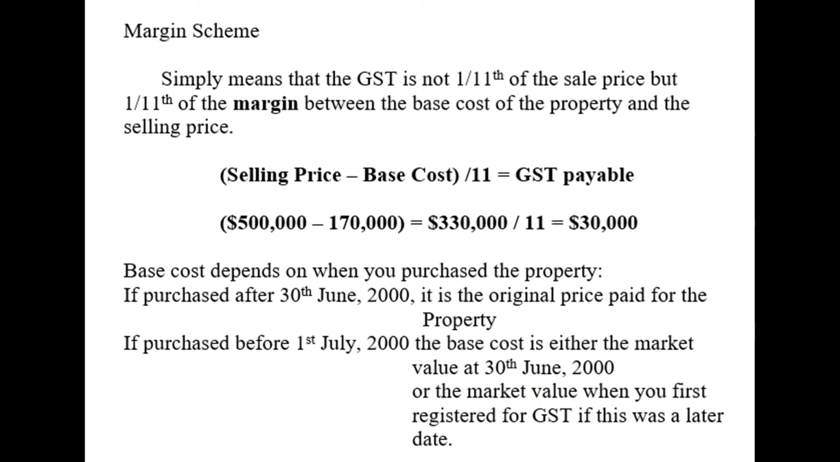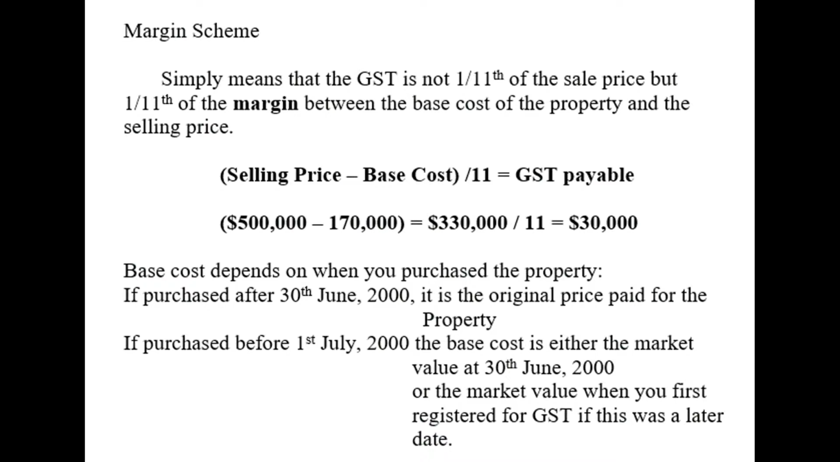So it's the selling price less the base cost, then you divide it by 11 and that tells you the GST payable. In this example, we've said that the selling price of the property is $500,000. Originally, the developer paid $170,000 for the block, for the land, and that qualified for the margin scheme. So there's $330,000 that is the margin, and 1/11 of that is $30,000. That's a lot better than 1/11 of $500,000.